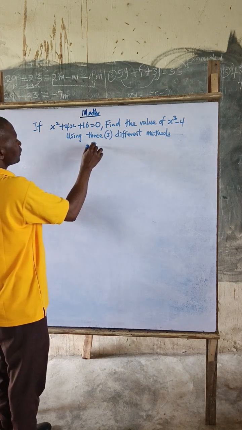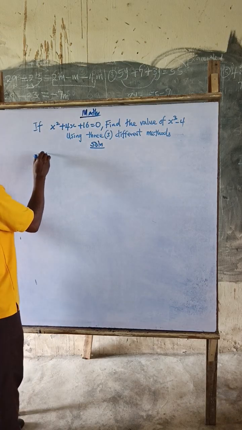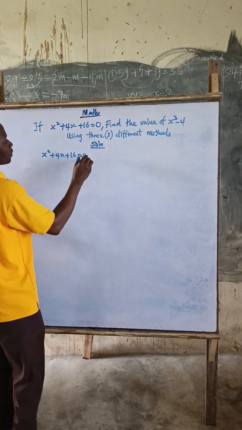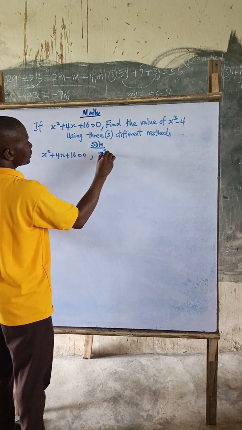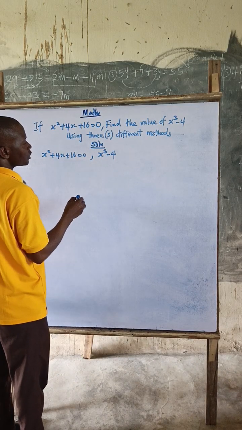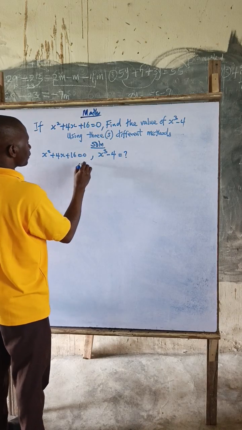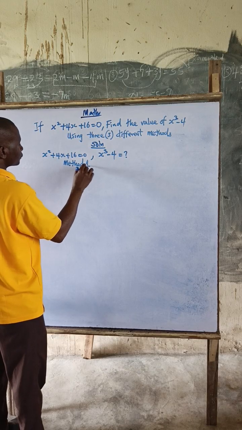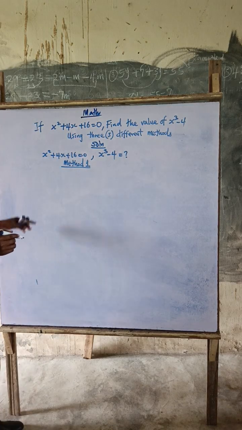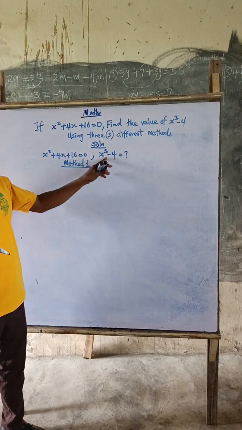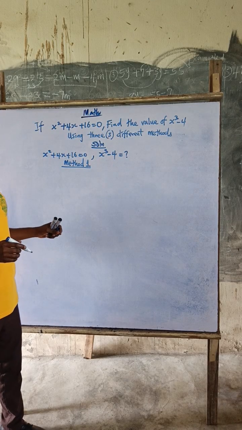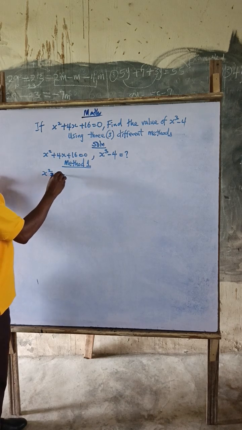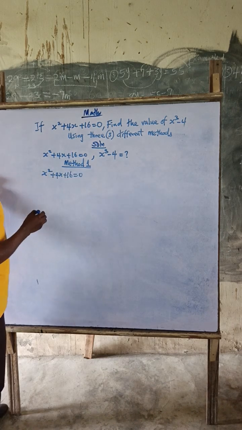So we have x squared plus 4x plus 16 equals 0, and we want to solve for x cubed minus 4. Method 1. In this method 1, we are going to solve for x, and the value of x we are going to substitute to determine this value.